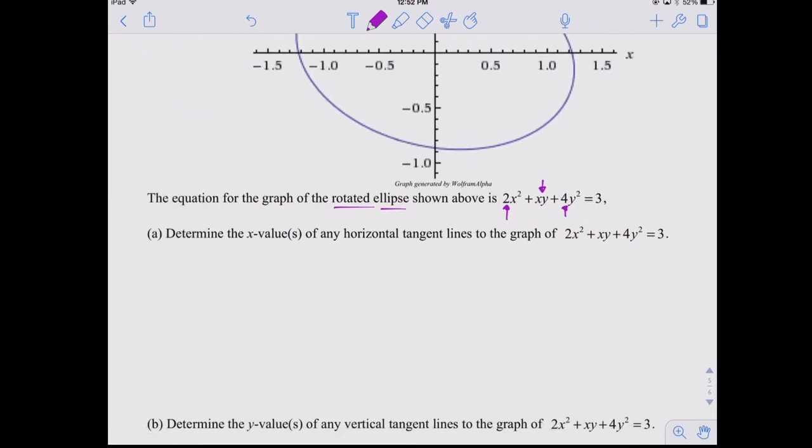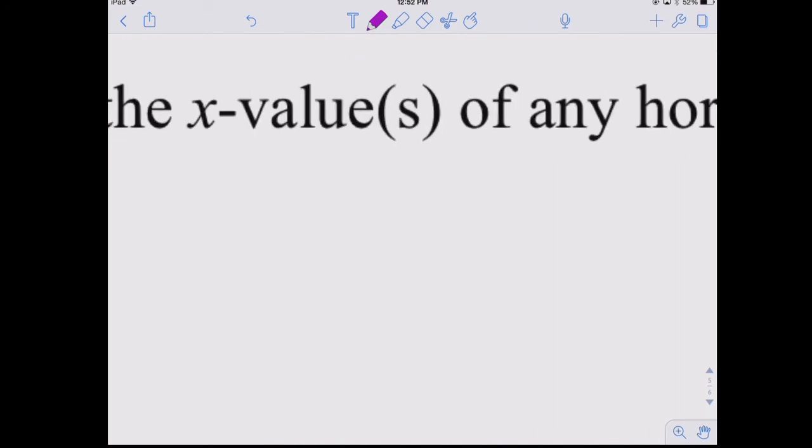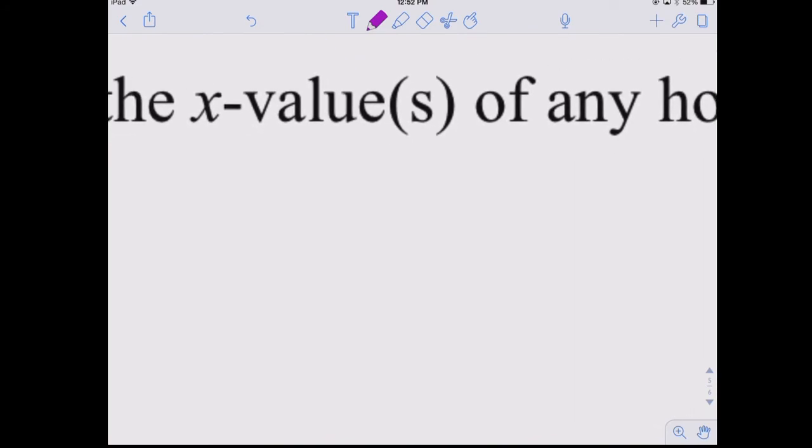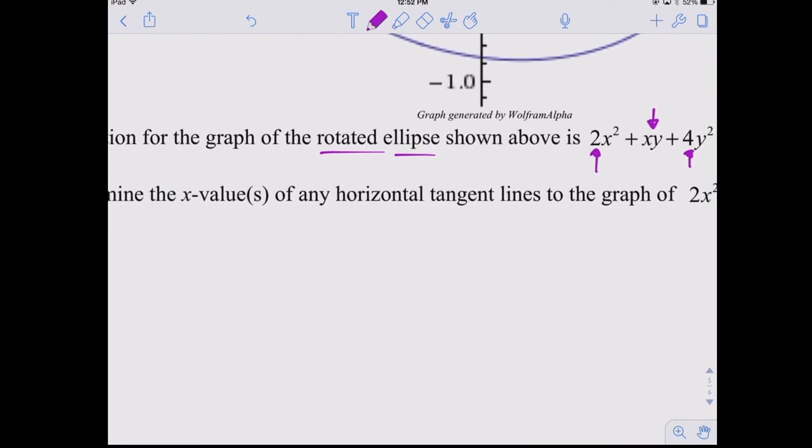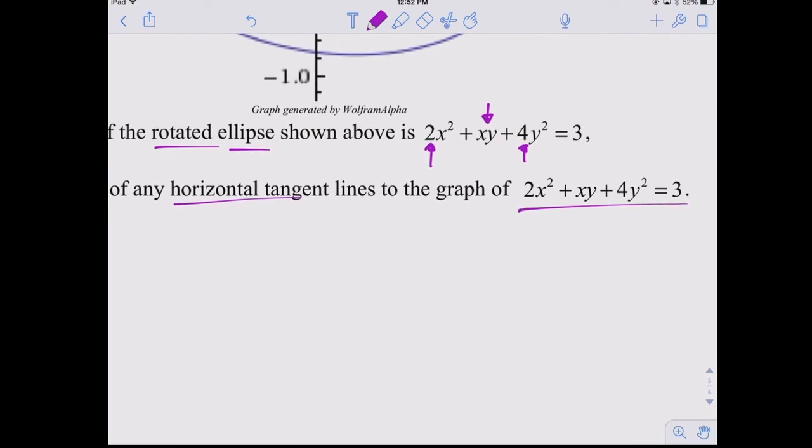Okay, so here's the graph, and here's the equation. It says, part A, determine the x value or values, so again, the foreshadowing, there might be more than one, possibly, of any horizontal tangent lines to that graph. This is a typical free response type question. They just tell you what to do, and you have to go out and do it, which means you have to know all the steps to take and all the notation to show.